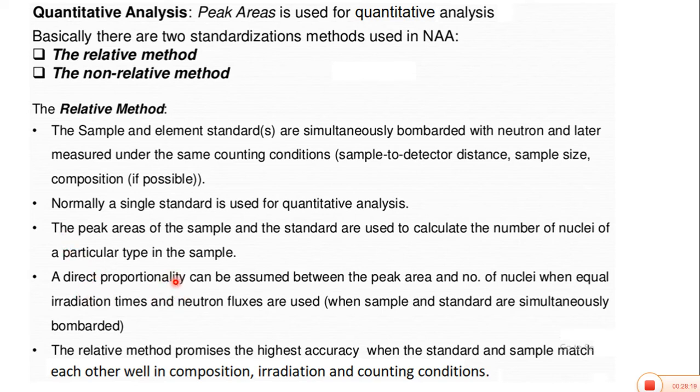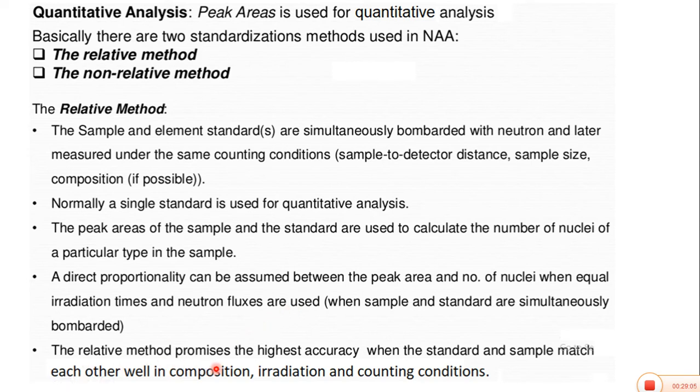A direct proportionality can be assumed between the peak area and the number of nuclei when equal irradiation time and neutron flux are used. So if you are using equal irradiation time and neutron flux for targeting the sample material and your standard material, then you definitely know how many nuclei you are putting there for measuring the spectra of your known material. So from this peak area, you can easily calculate the number of nuclei of the unknown sample materials.